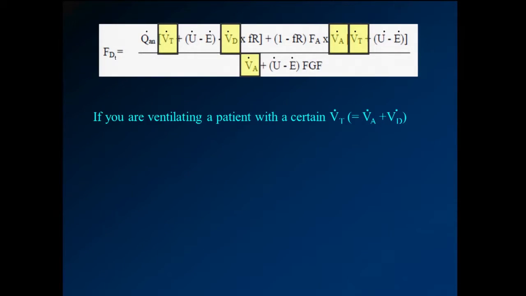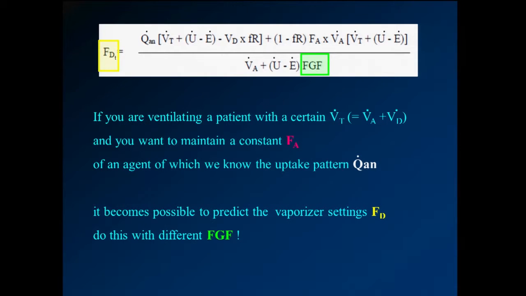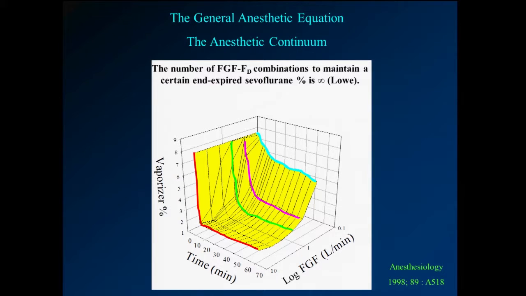And what this equation says is that if you are ventilating a patient with a certain alveolar ventilation, a certain dead space, and you want to maintain a certain constant end-expired concentration of an agent of which you know the uptake pattern, then it becomes possible to predict the vaporizer dial setting over time to do this with different fresh gas flows. And this is how we did that clinically.